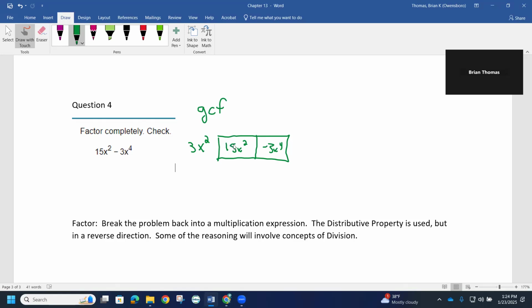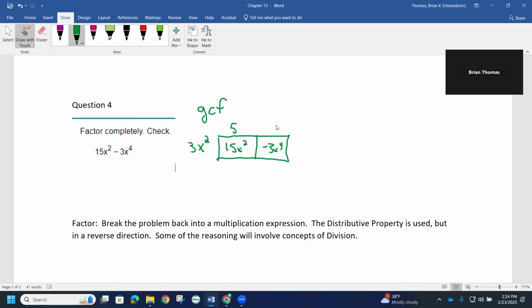Now, instead of using division, I just ask myself, what times 3x squared gives me 15x squared? Looks like the only factor I'm missing is the 5. 5 times 3 is 15, and the x squared is already present. So 3x squared times 5 does give me 15x squared.